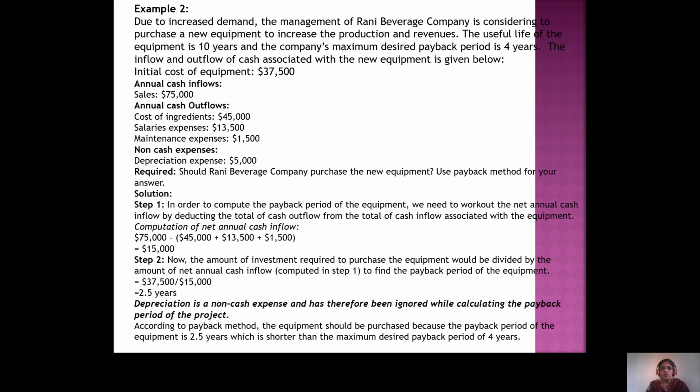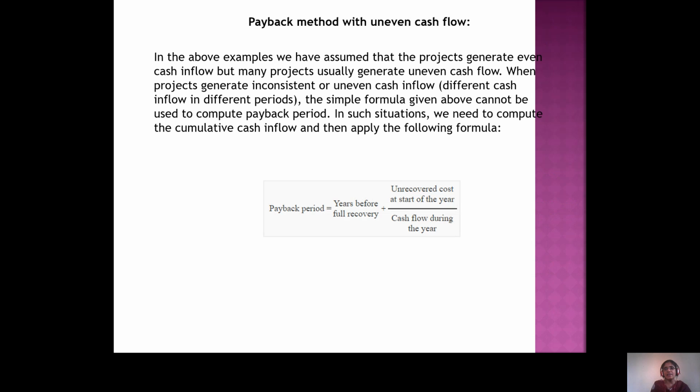Next, the payback method with uneven cash flow. That means if I put in 10,000, in one year I get 2,000, another year 1,500, and so on. When the cash flows change like this, it is called the uneven cash flow method. We assumed even cash flow earlier, but many projects generate uneven cash flow. When projects generate inconsistent cash flow, we have to use a different formula.